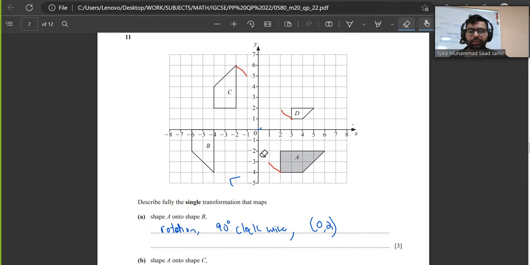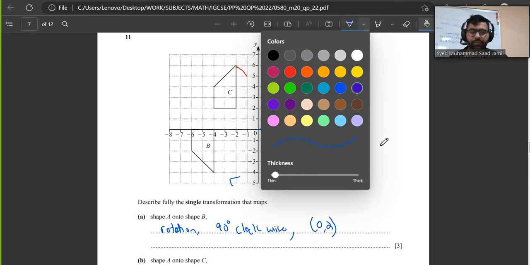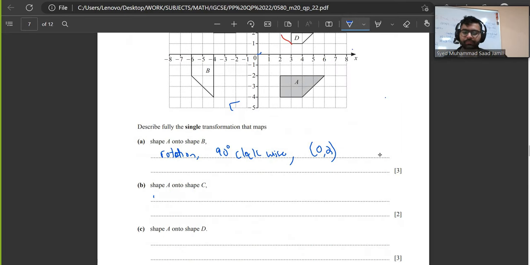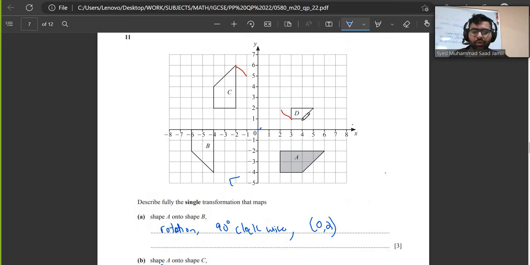So you will write over here, reflection. You will just write reflection on y equals x. Now the next question says shape A onto D. Shape A onto D. This is clearly enlargement.